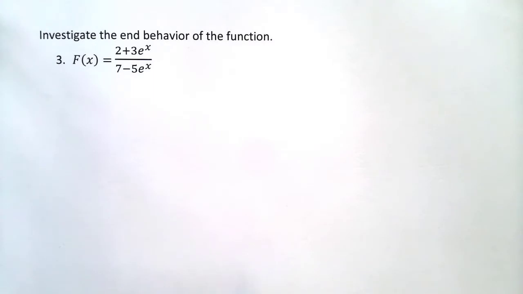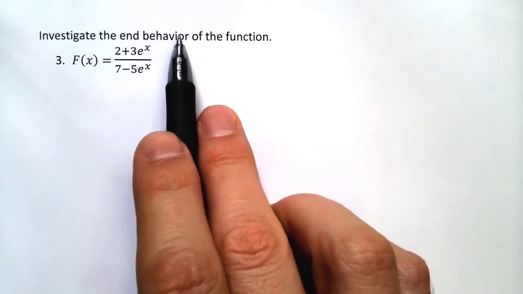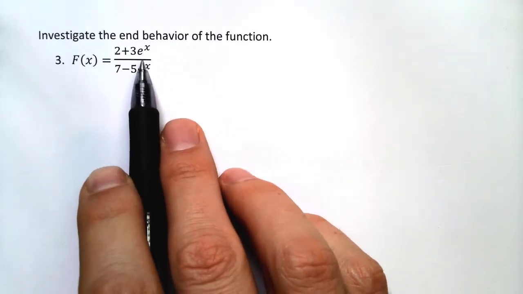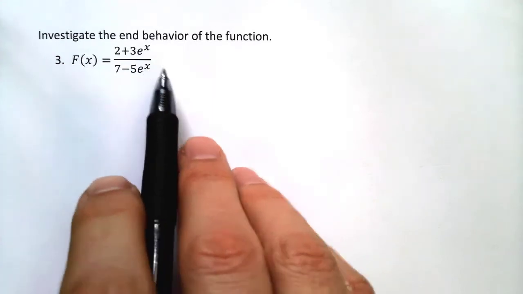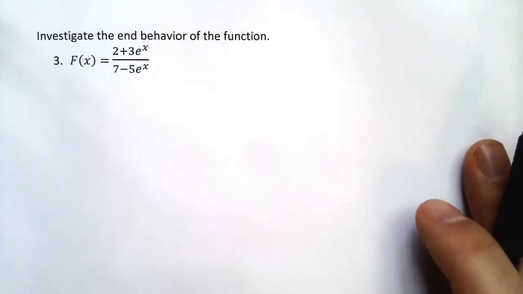All right, our third and final example. We want to investigate the end behavior, the limits at infinity and negative infinity of this expression here. Now, this one's a little bit different. We have exponential functions. We don't have polynomial functions, all right? So let's talk about what e to the x looks like, how it behaves.